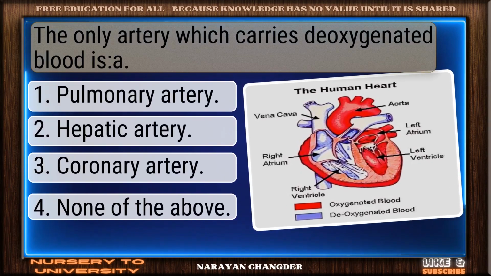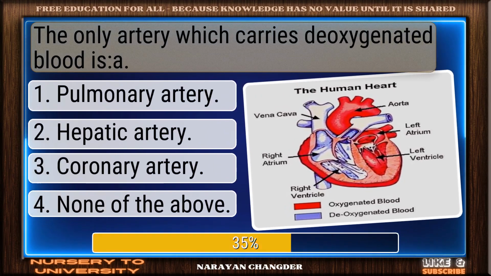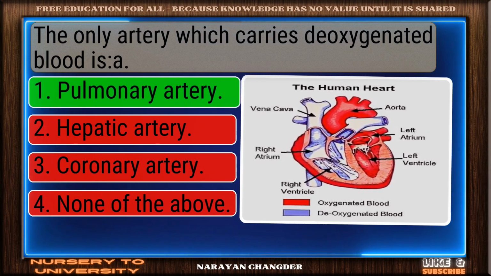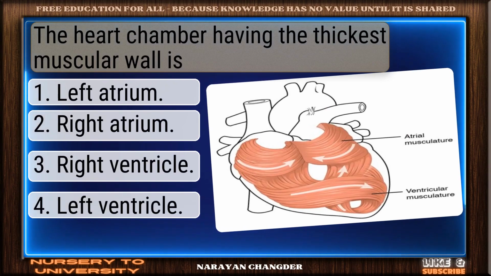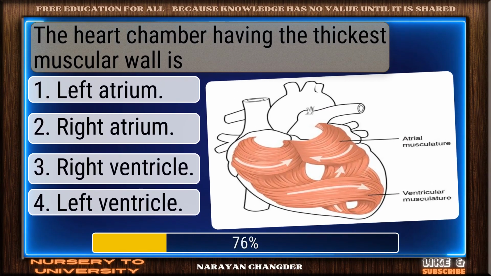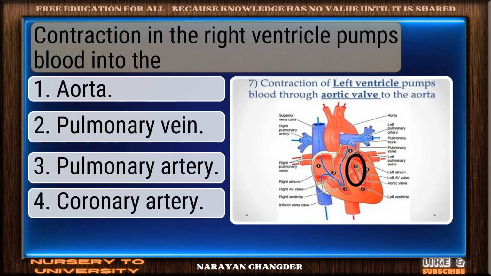The only artery which carries deoxygenated blood is A. Valid point. Pulmonary artery is true. The heart chamber having the thickest muscular wall is? Great job. Left ventricle is accurate.